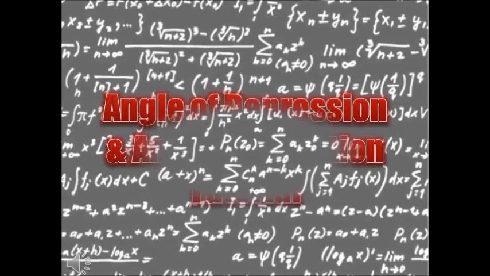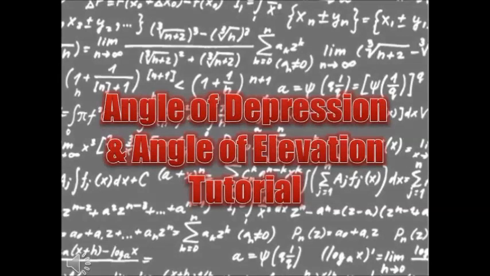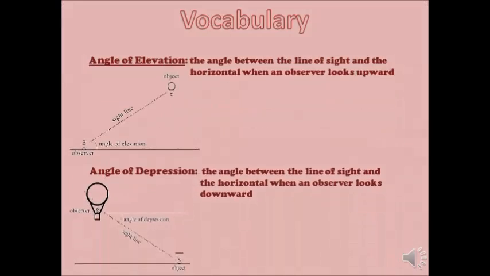Angle of depression and angle of elevation tutorial. Here is some extra vocabulary. Angle of elevation is the angle between the line of sight and the horizontal when an observer looks upward. The angle of depression is the angle between the line of sight and the horizontal when an observer looks downward.